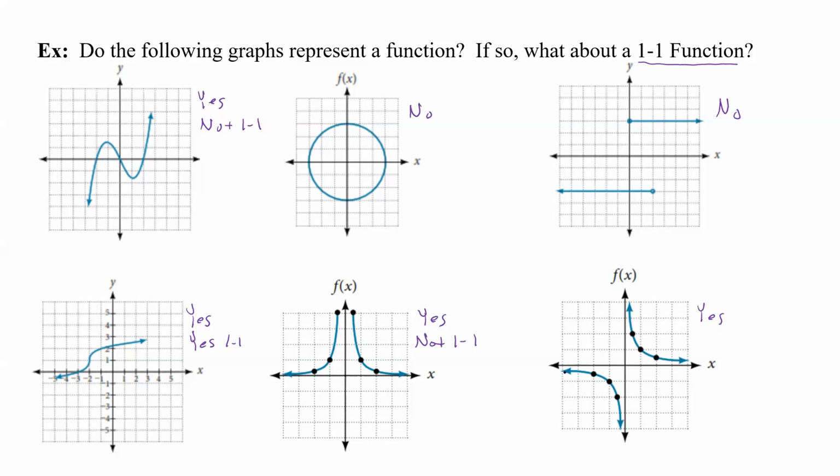Now remember, this goes all the way up to the x-axis, but it never touches it. And this one comes all the way down almost to the x-axis, but never touches it. And so this is not going to intersect it. And so yes, this is one-to-one as well. Okay, and so that's how you tell the function as well as if it's a one-to-one function. So you use the vertical line test first and then the horizontal line test second.